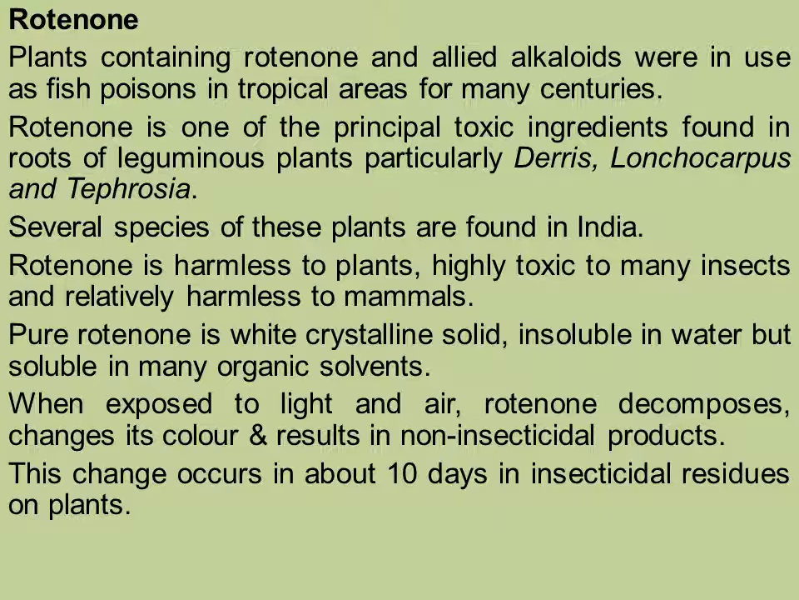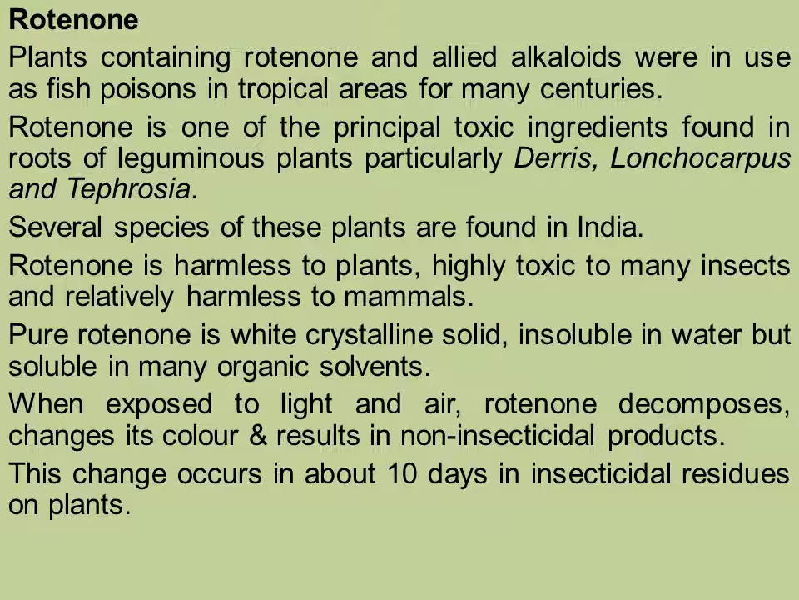Today, in continuation, I would be discussing another chemical which is obtained from plants, that is rotenone. Plants containing rotenone and allied alkaloids were in use as fish poisons in tropical areas for many centuries. So they were initially used as fish poisons. Rotenone is one of the principal toxic ingredients found in the roots of leguminous plants, particularly Derris, Lonchocarpus and Tephrosia. These are the trees, the roots of which contain this chemical, rotenone. Several species of these plants are found in India.